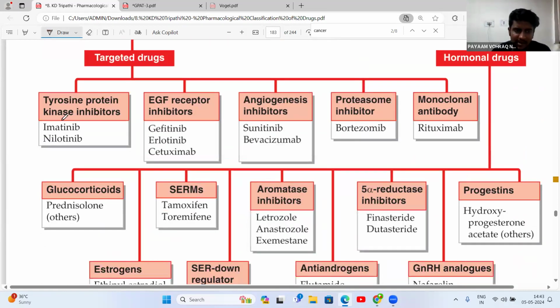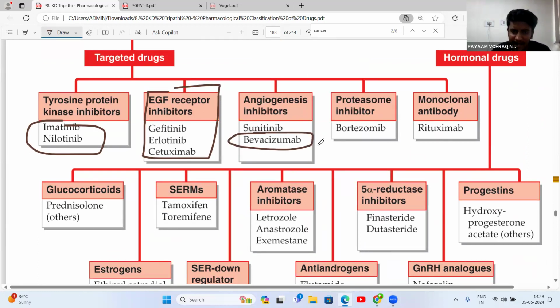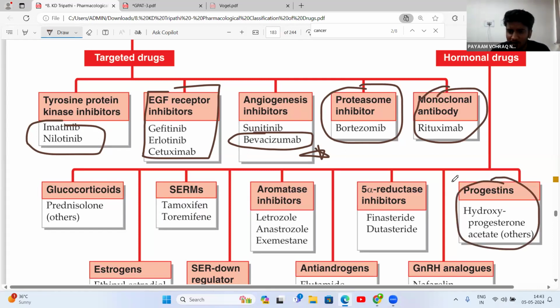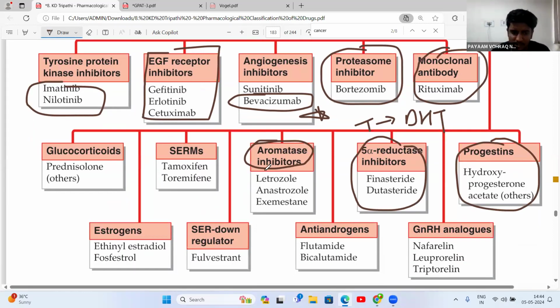Among tyrosine kinase inhibitors we have imatinib, nilotinib, gefitinib in epidermal growth factor, and cetuximab. Among angiogenesis inhibitors we have bevacizumab, which was an IIT BHU and CUET 2023 question. Among proteasome inhibitors we have bortezomib. Rituximab, which is a monoclonal antibody. Progesterone analog. Finasteride, a 5-alpha reductase inhibitor, blocks conversion of testosterone to dihydrotestosterone, the active form. You will remember this. Aromatase converts testosterone to estradiol, and the most commonly used inhibitors follow.